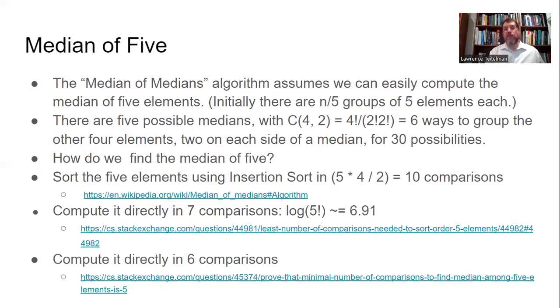But if we sort it using insertion sort, remember how long insertion sort takes. If it's n elements, it takes n times n minus 1 divided by 2. So on 5 elements, it'd be 5 times 4 divided by 2, which is 10 comparisons. So it takes 10 comparisons using insertion sort to find the median of 5. However, you can actually do better. I don't have the exact code for it here, but you can click on these links. You can get it in 7 comparisons or even 6 comparisons. The code for it is rather complicated, but we can get it down a little bit further.